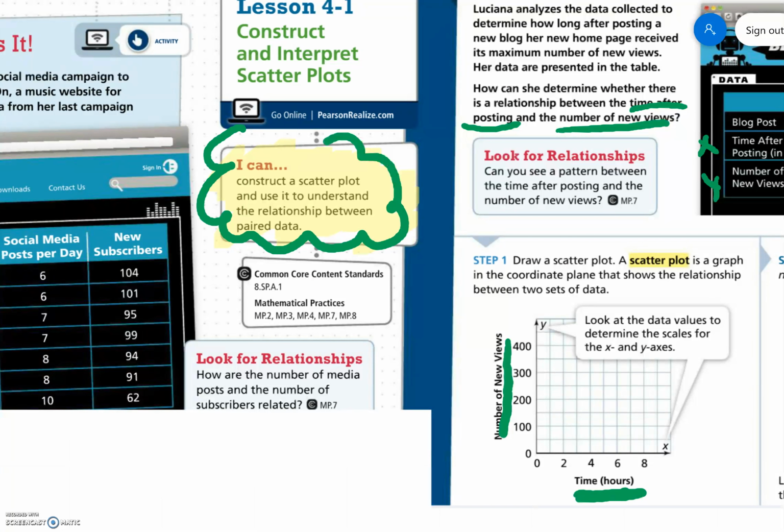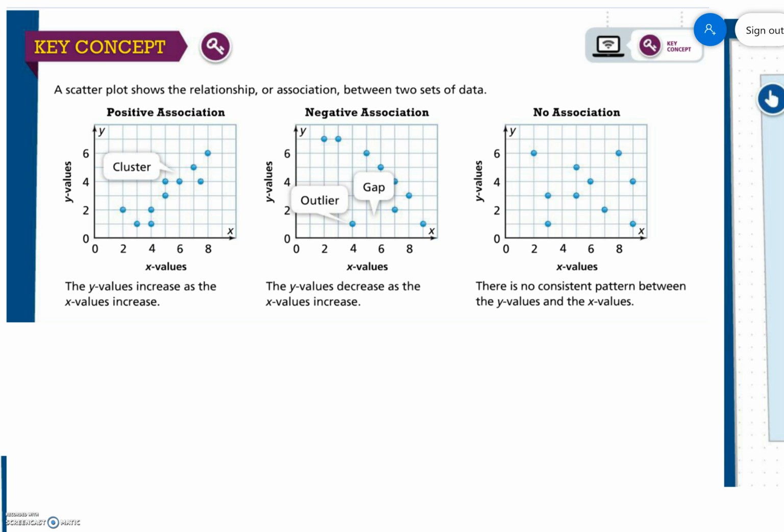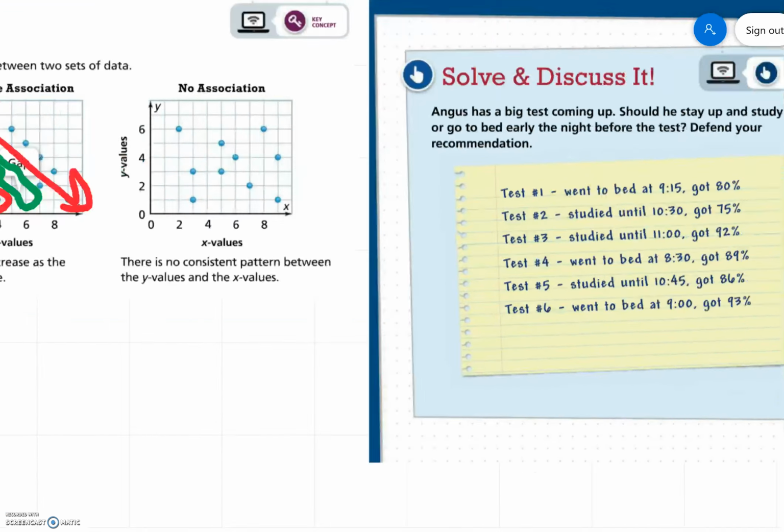Oh, I forgot to do the key concept. Sorry. Let's do this really quick. A scatter plot shows a relationship or association between two sets of data. So this is positive association because it's going up. These were a cluster because they were close together. This is negative association because it's going downward. Here's our outlier, our guy that's outside. Here's our gap where there's no data. And this is no association because there's no trend, no constant pattern.